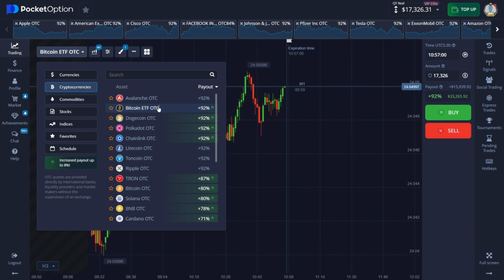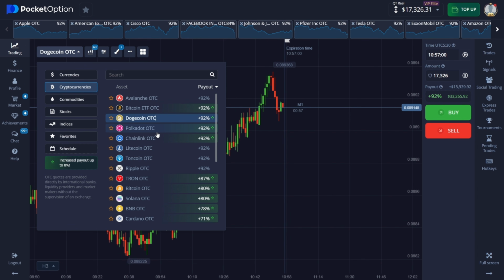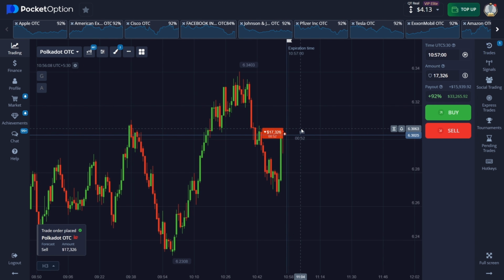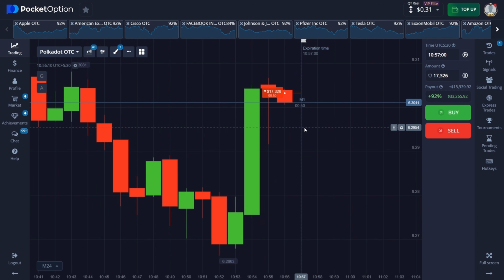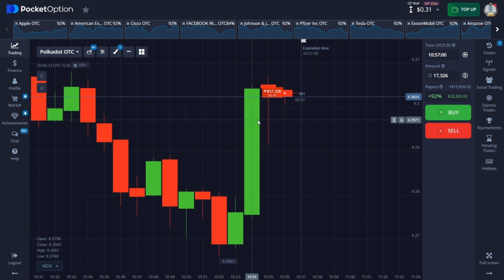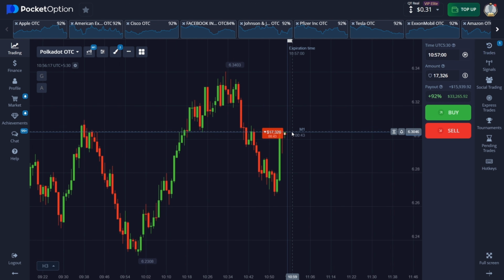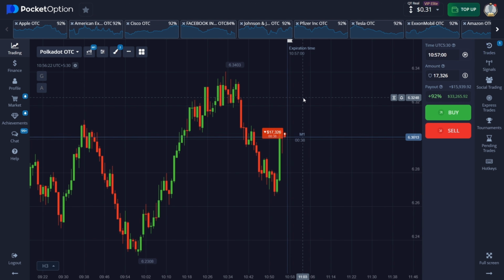Here we have a trade on cryptocurrencies. And now we have a trade on Polkadot OTC. I placed a trade for the downside move worth $17,326. As you can see, there was a red candle that left a huge wick, which is why I took this trade to fulfill the previous candle's wick. The trade is currently going in our favor. As you can see, there is a continuity pattern. If this candle fulfills the previous candle's wick, then the next candle will likely be green.